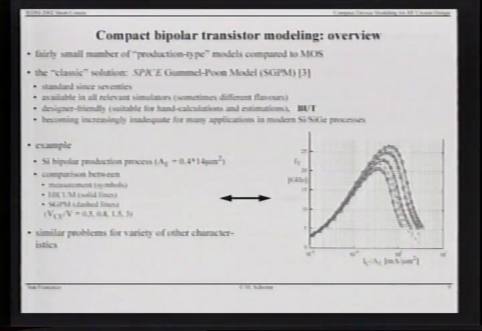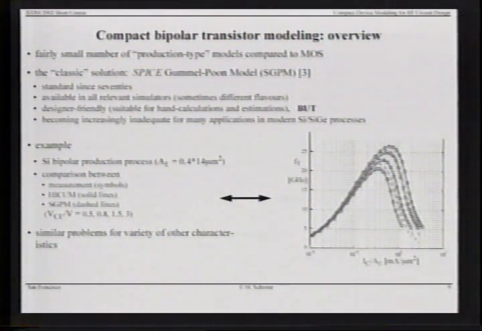So if you look at bipolar transistor models, what's available? First of all, in contrast to MOS, there is just a very small number of transistor models available, and the classic solution is the well-known Spice Gummel-Poon model that has been a standard model in the simulators since the 70s. But the problem is that it's becoming increasingly inadequate for modern applications.